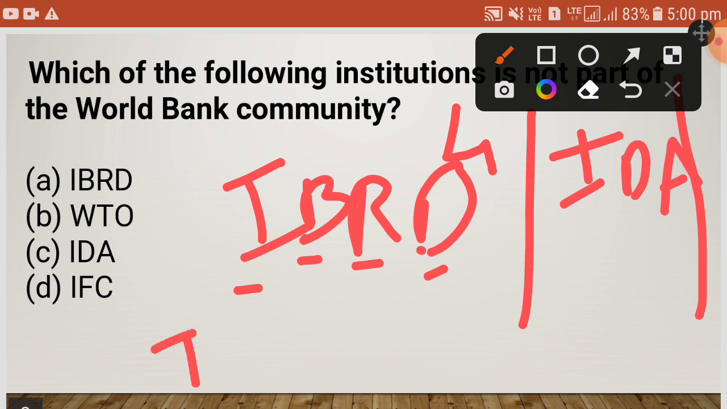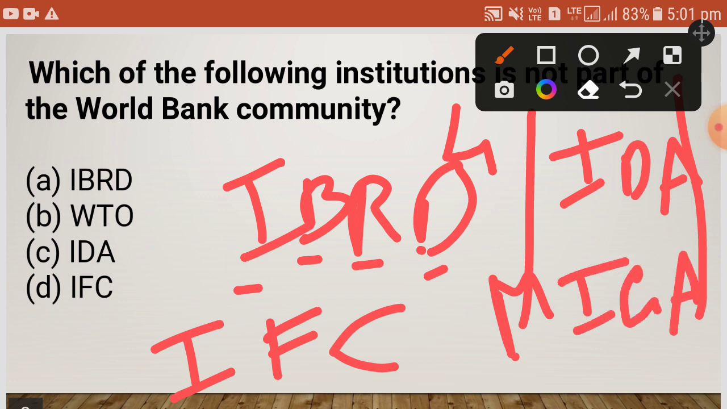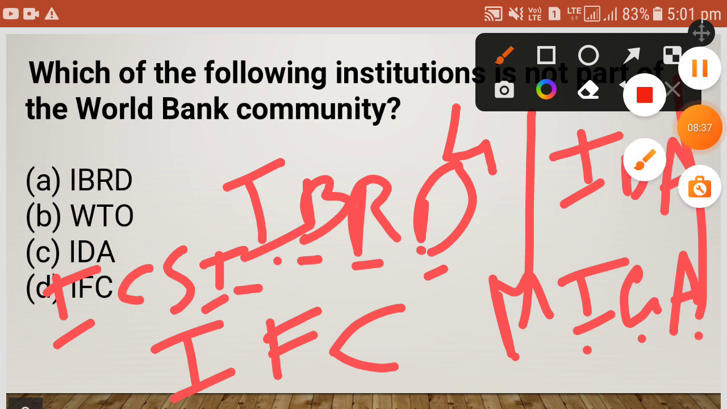IFC, International Finance Corporation. The fourth one is MIGA, which stands for Multilateral Investment Guarantee Agency. And the fifth one is ICSID. I guess I'll erase this.